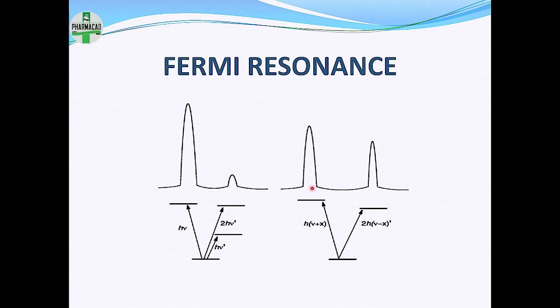band spectra. As a result of this, two strong bands are observed in the spectrum instead of one strong and one weak band. So in this case, instead of one strong and one weak band, we are getting two strong bands, which is called the Fermi resonance.